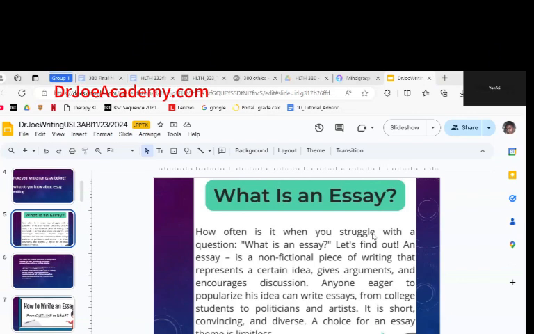What is an essay? How often is it when you struggle with the question, what is an essay? Let's find out. An essay is a non-fictional piece of writing that represents a certain idea, gives arguments, and encourages discussion. Anyone eager to popularize his idea can write essays. From college students to politicians and artists, it is short, convincing, and diverse. A choice for an essay theme is limitless.